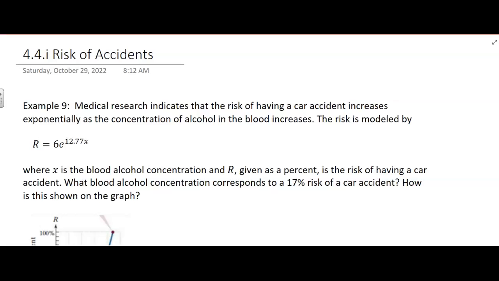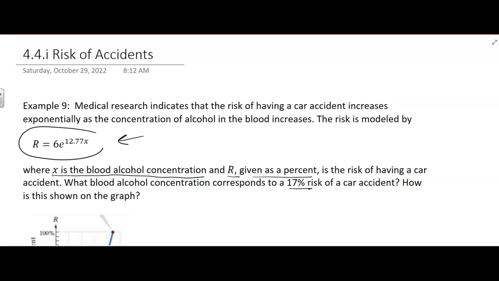And that is an exponential model. Okay. So the risk is modeled by, and there's our exponential model. And it says X is the blood alcohol concentration. So the input is someone's blood alcohol concentration, and R, given as a percent, is the risk of having a car accident. What blood alcohol concentration corresponds to a 17% risk of a car accident? How is this shown on the graph?